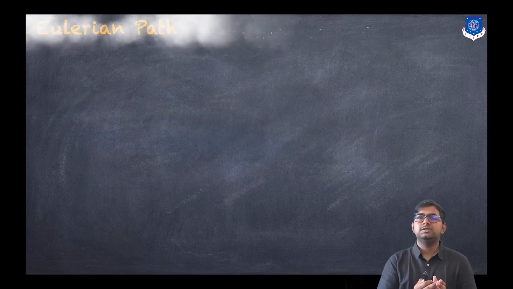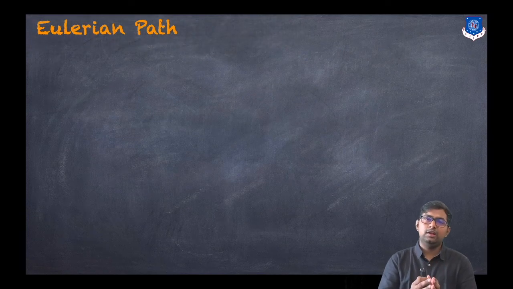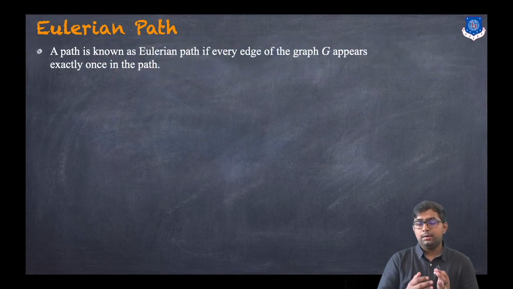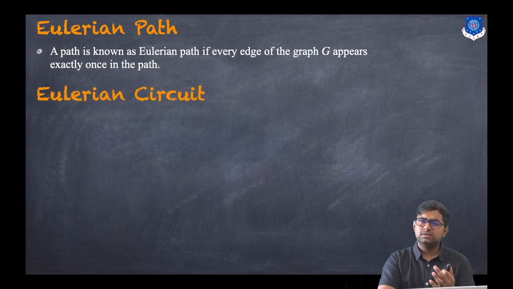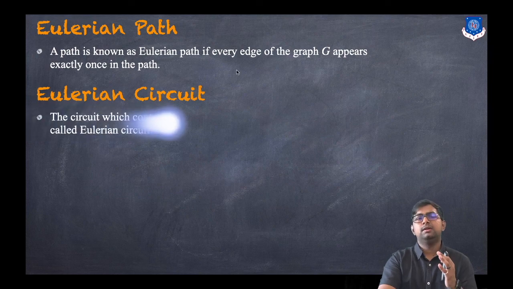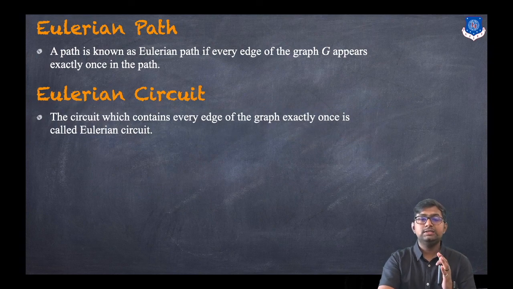Okay, so first let us discuss what is an Eulerian path. A path is known as Eulerian path if every edge of the graph appears exactly once in the path. Fine. Now let us discuss what is a circuit. The circuit which contains every edge of the graph exactly once. So that means in a circuit the edge has to appear only once. Each and every edge must appear exactly once. So it is called an Eulerian circuit.